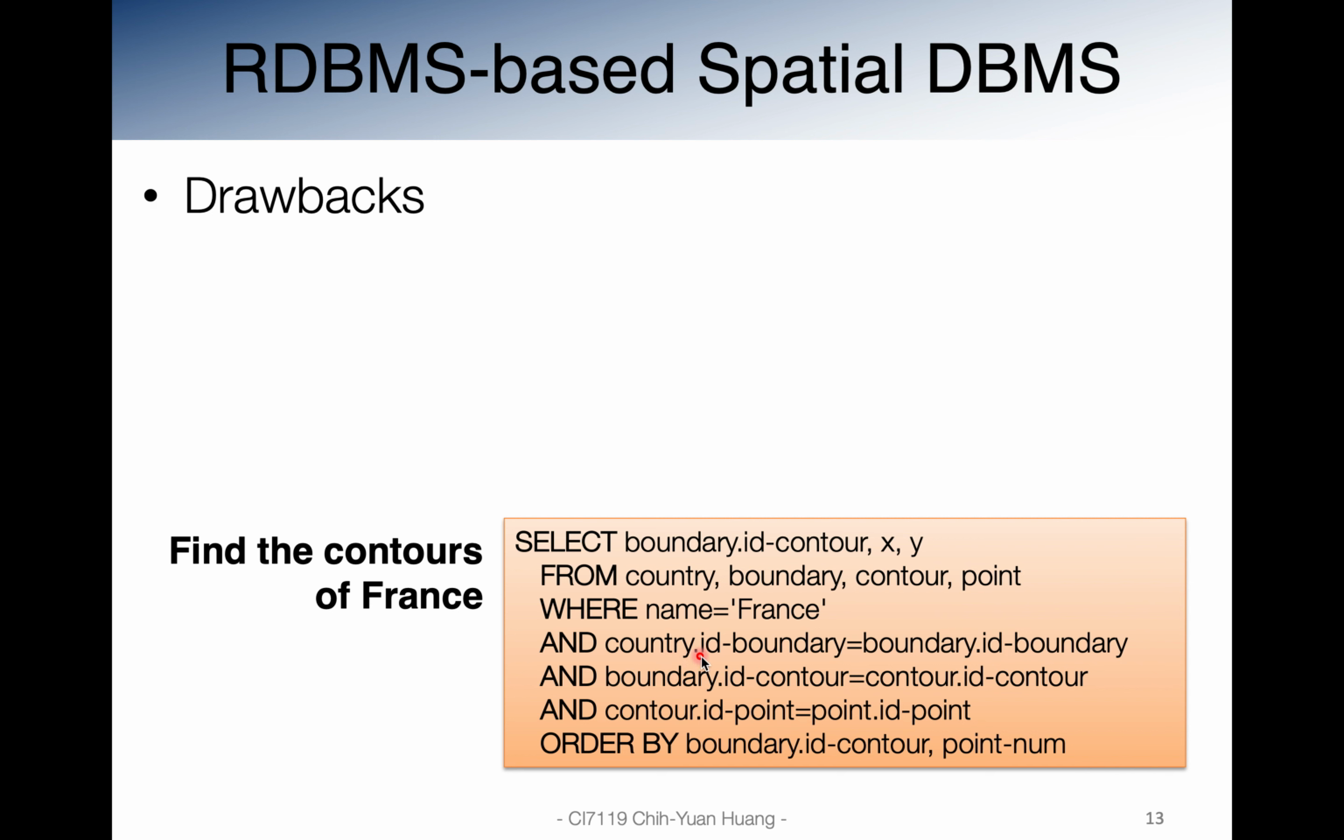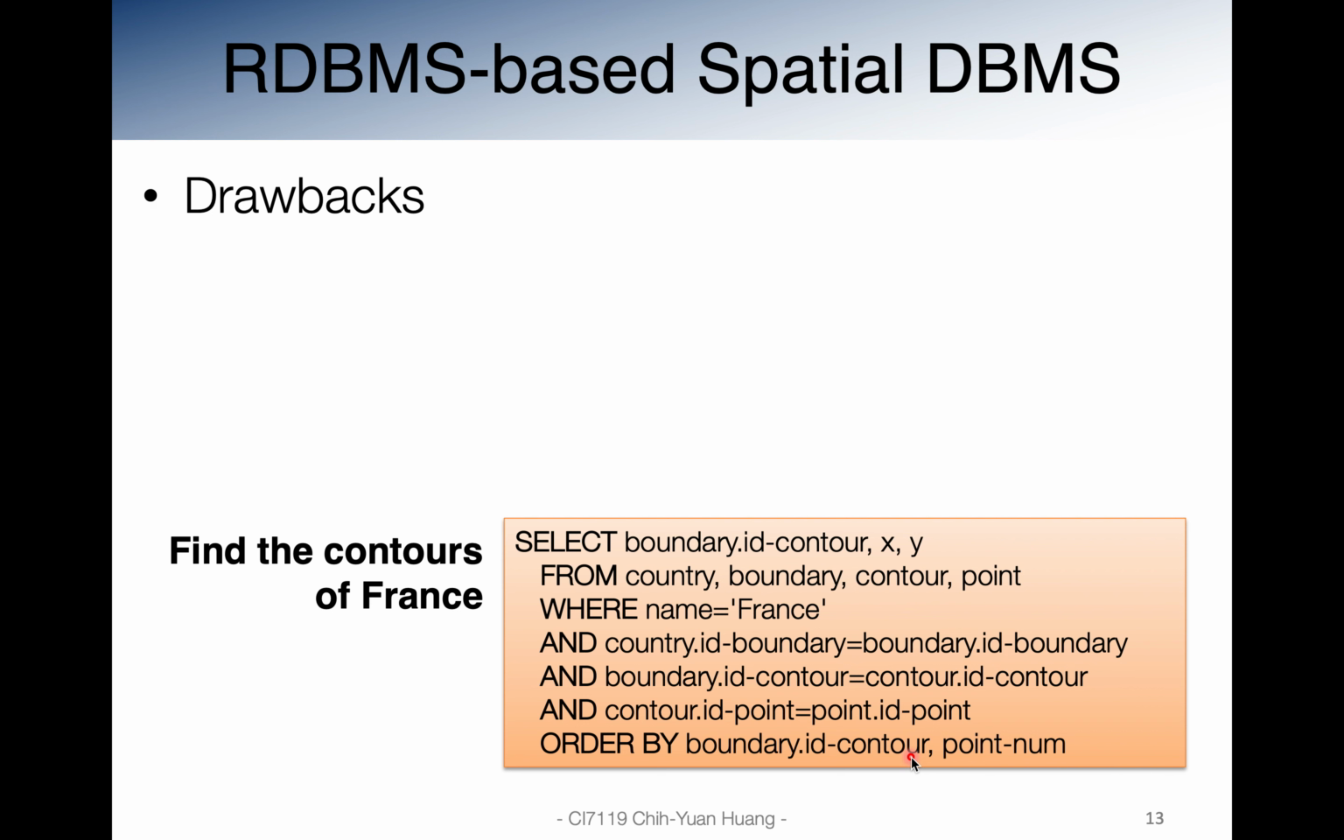We first use the ID boundary in the country table to join with the boundary primary key, and we use the ID contour in the boundary table to link to the contours by their ID, and then by having the contour's ID points, the points for that contour, we can link to the specific point in the point table. And everything can be ordered by the number of the points in the contour table.